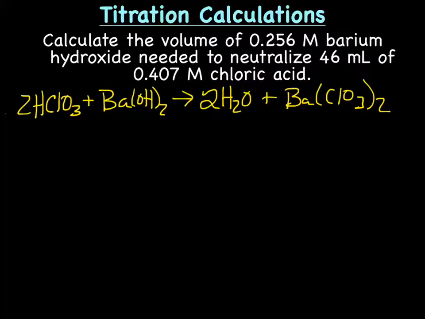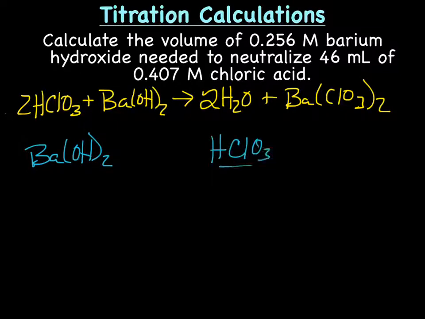All right, the next step is let's make a list of what we know. So they talk about barium hydroxide, and they talk about chloric acid. So let's see what kind of information they give us. So we're going to calculate the volume of barium hydroxide. So our volume is going to be X.